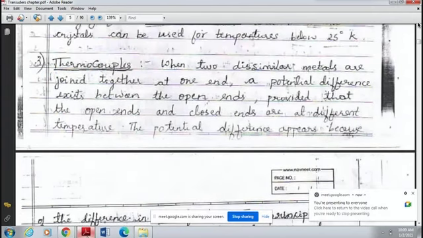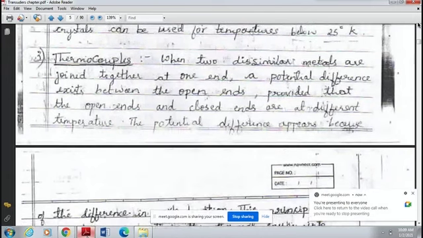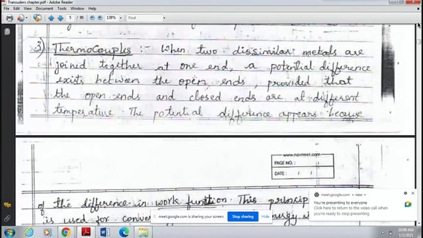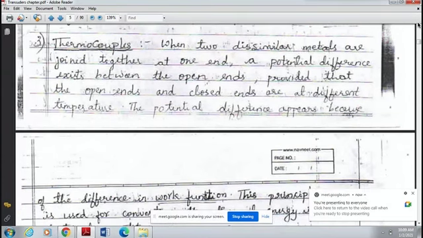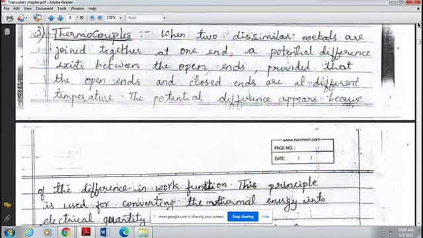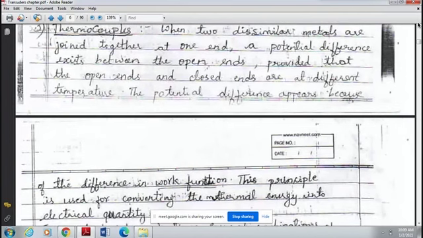So this is how a thermocouple is going to work. Thermocouple means when two dissimilar metals are joined together at one end, a potential difference exists between the open ends. One end you are going to connect the metals, the other end is left open. Whenever the two dissimilar metals are connected, there exists some potential difference between the open ends and the closed end. Closed end means wherever you place your metals, at different temperatures.